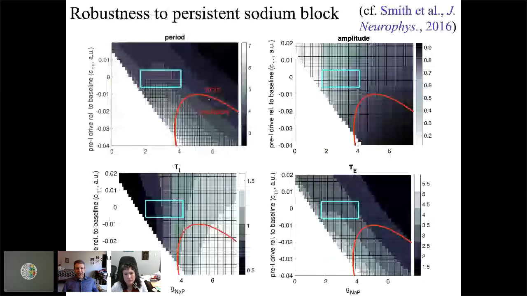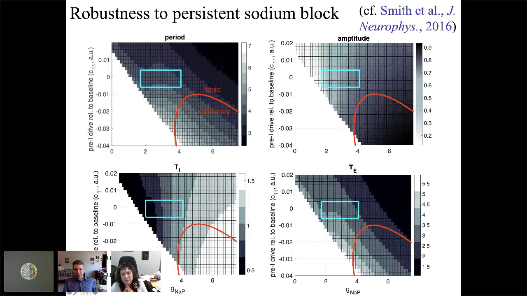Okay, so similarly, if we experiment, a big deal in this field is to gradually block persistent sodium and see what that does to the bursting of the network. And we can look at the period, amplitude, expiratory duration, inspiratory duration. Okay, the actual bifurcation where the prebot neurons change from oscillatory to tonic is along this red curve. And you can see that none of these plots care about the red curve. There's no jump, there's no disruption when you move across the red curve. The tuning just continues smoothly right across.